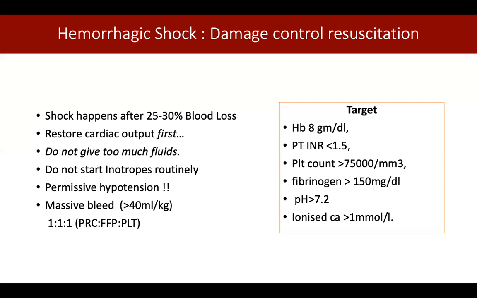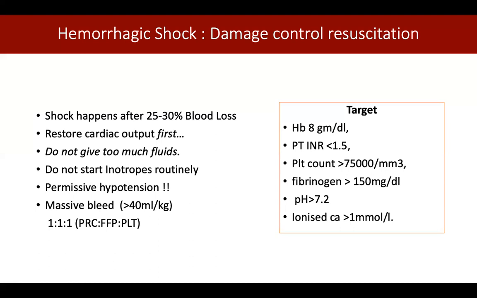And also remember that if it is a road traffic accident with the bleeding, definitely adding tranexamic acid early would have a role. And always look at the ionized calcium. Ionized calcium should be more than 1, because whenever you're using a PRC transfusion, you have the anticoagulants there. The citrate will bind to the calcium. The total calcium would be normal, but ionized calcium will be low.